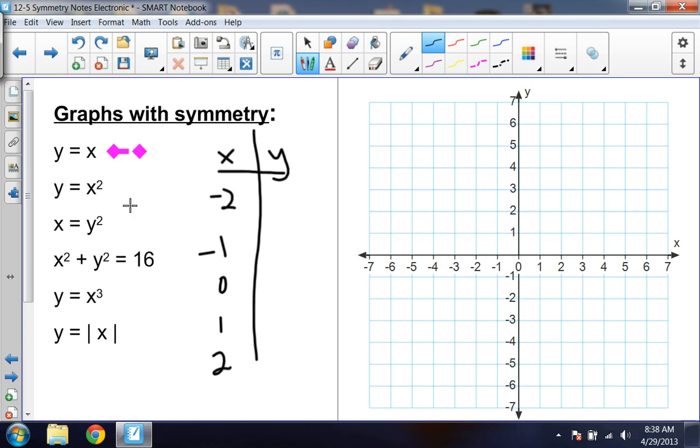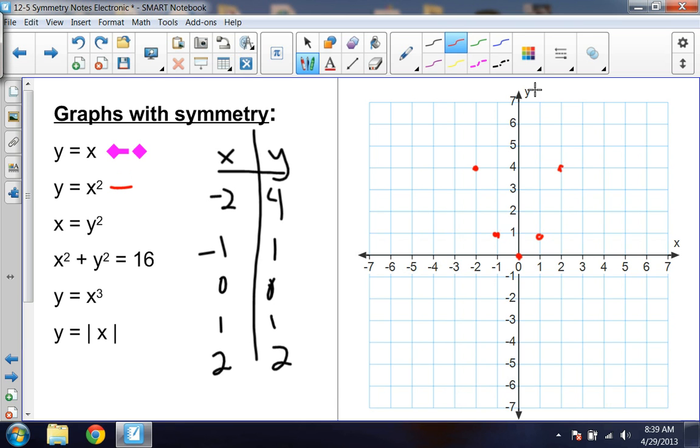Negative 2 squared is 4. Negative 1 squared is 1. 0 squared is 0. 1 squared is 1. And 2 squared is 4. So I'll take this red point here and plug those in. Negative 2, 4, that point goes right here. Negative 1, 1, 0, 0, 1, 1, and 2, 4.